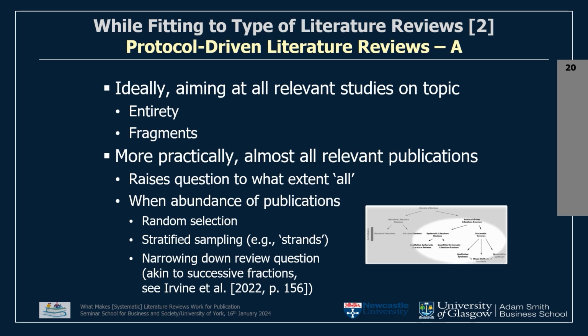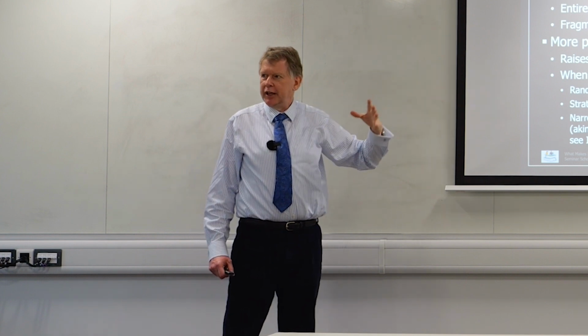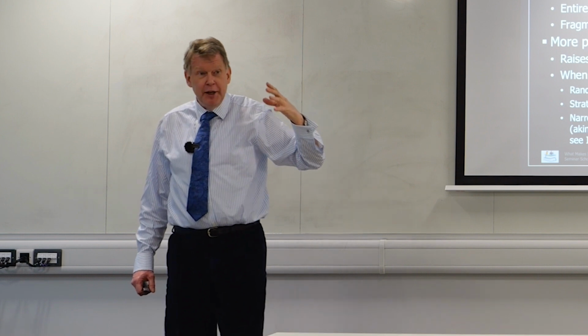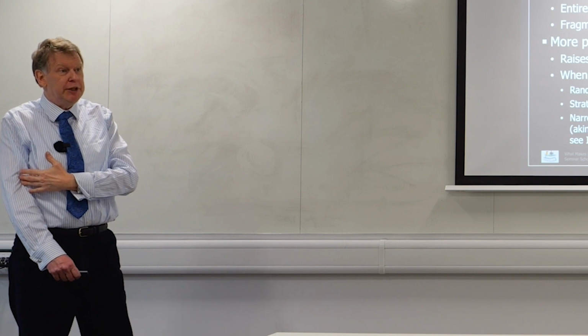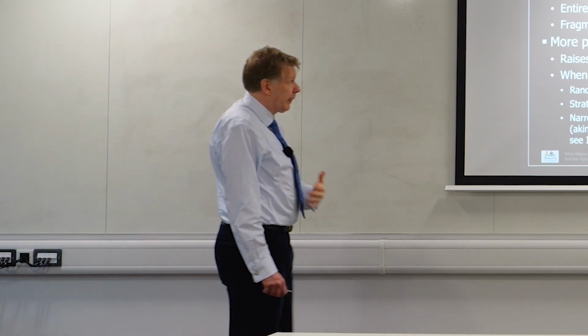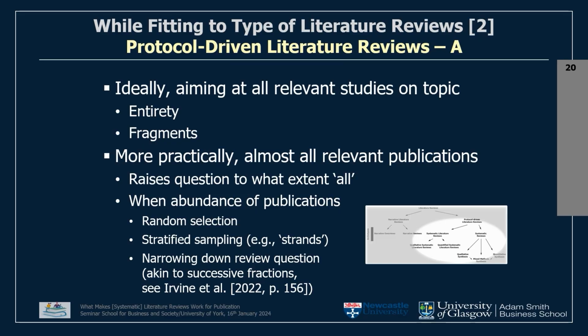So for protocol-driven literature reviews, you're looking at all relevant studies. That's the aim. Think about healthcare, where these systematic reviews are coming from. They want to have all the evidence from the world about the vaccines that are being used, whether they are effective, yes or no. In practice, you cannot have all, so it's almost all. And then, even then, it depends on the number of publications. You've got random selections, stratified sampling, and maybe narrowing down of the review question is necessary.